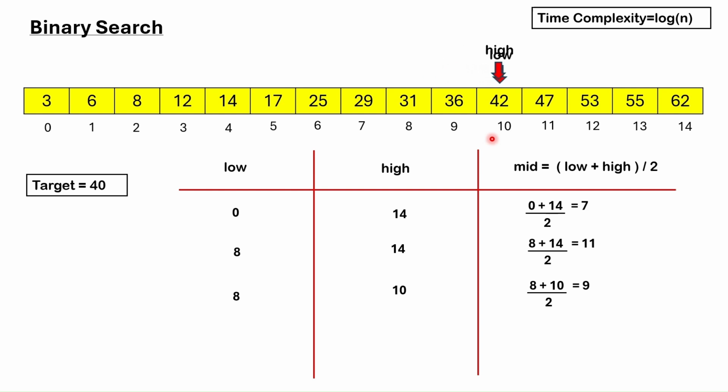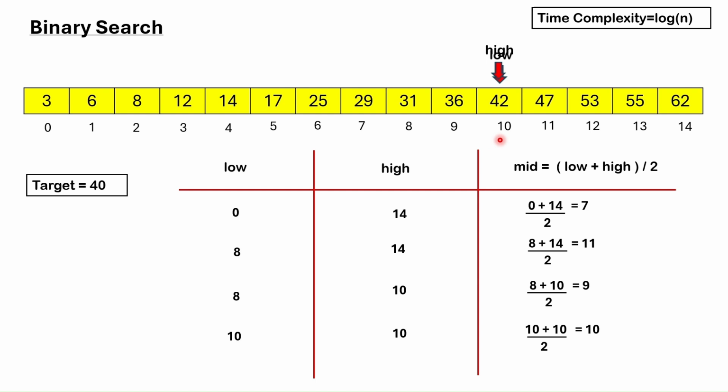So now, what is my low? Low is 10. What is my high? High is 10. So again, we will calculate mid. So what is my mid? Mid is (10 plus 10) by 2 and that is 10. So now check whether my mid is equal to my target. No, it is not equal. So 42 is greater than 40. So definitely my answer, if an answer exists, would be in the left portion of the array.